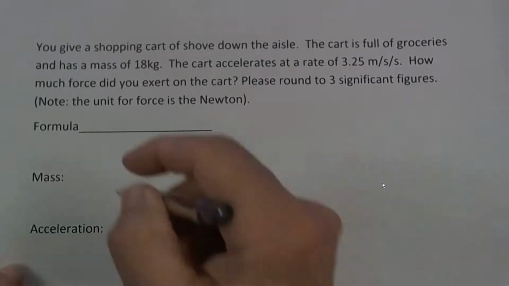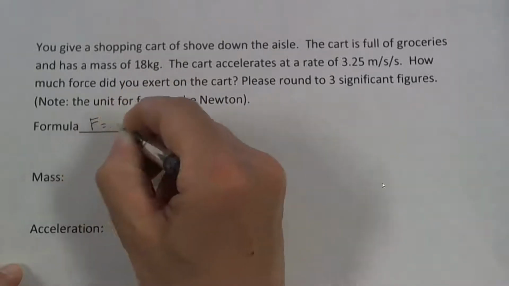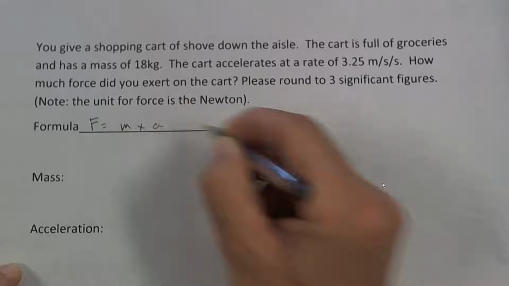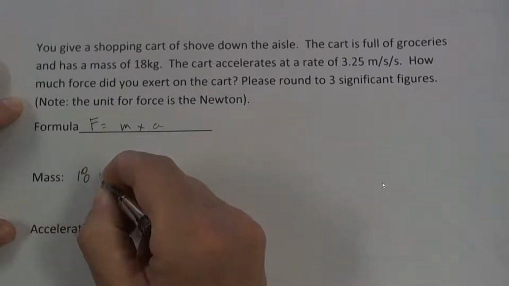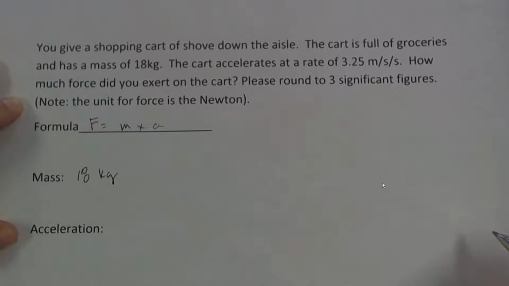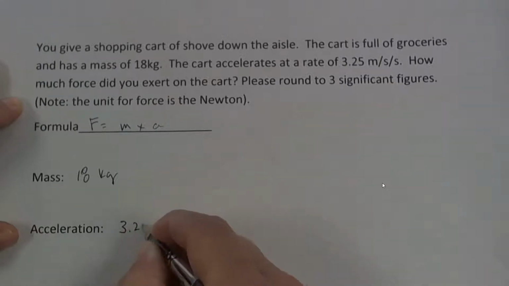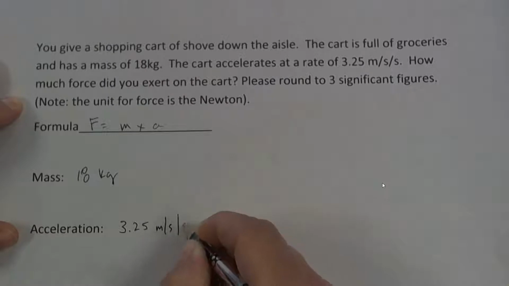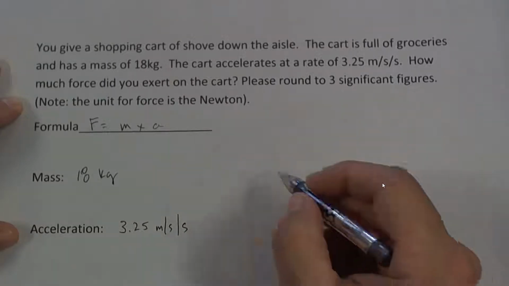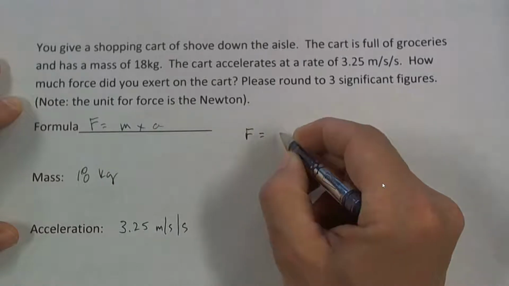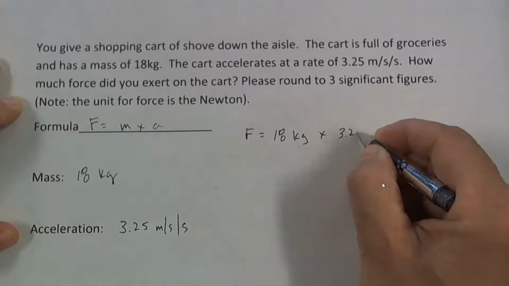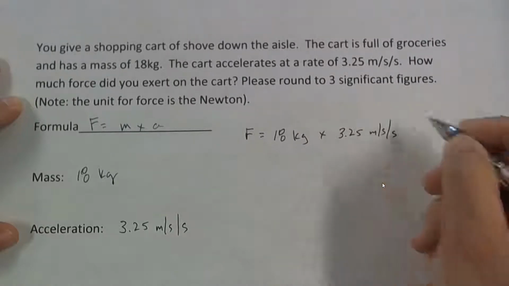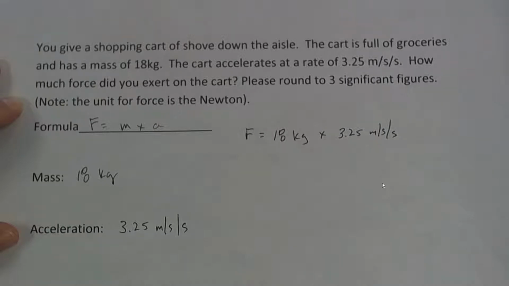All right, well, first let's get our formula down. Our formula is force equals mass times acceleration. Let's pull this information from the problem. To start with, your shopping cart has a mass of 18 kilograms because that's your cart and your groceries inside it. The acceleration is 3.25 meters per second. Now if we set up our formula, we have force equals mass, which is 18 kilograms, times acceleration, which is 3.25 meters per second. So that's how your problem should look with all the information in it.